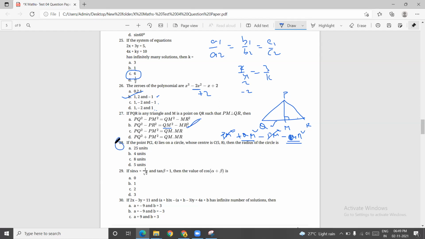Question number 28. A point P lies on a circle whose center is given, then the radius of the circle is the distance between the 2 points. The center C is given as 5, 8. There is a point P. He is asking the radius, which is the distance between these 2 points. So 2 minus 5 whole square plus 4 minus 8 whole square. 2 minus 5 is minus 3, 3 square is 9. 4 minus 8 is minus 4, square is 16. So root of 9 plus 16 is root 25, so the answer is 5 units. This is how we can calculate easily.